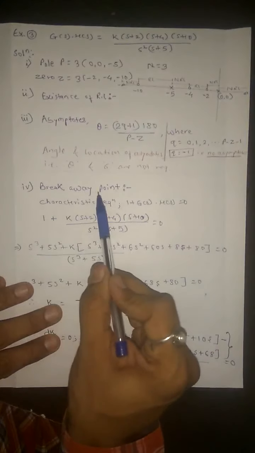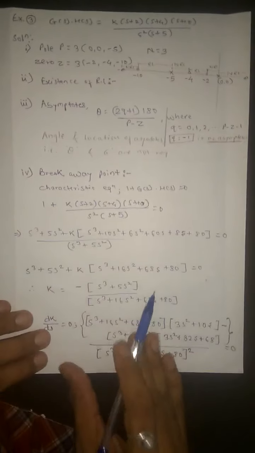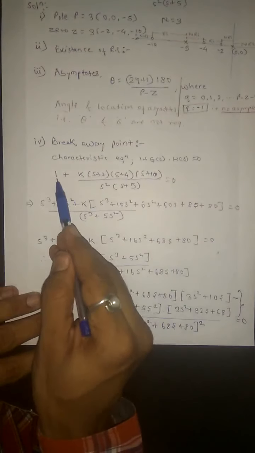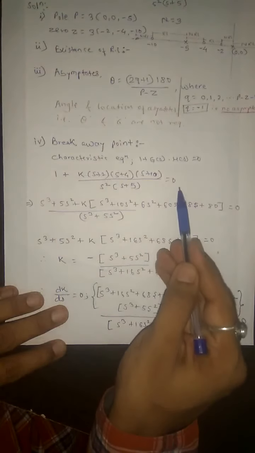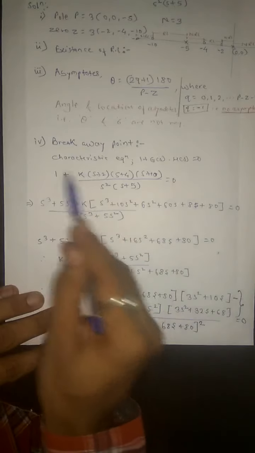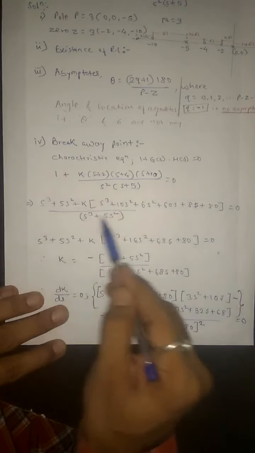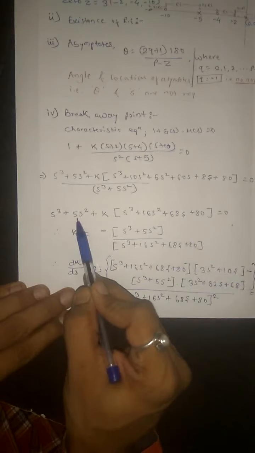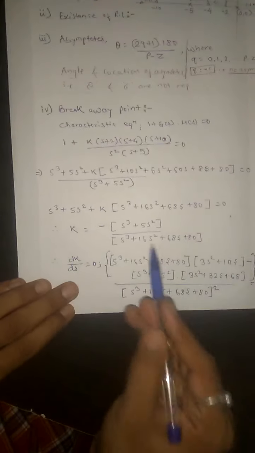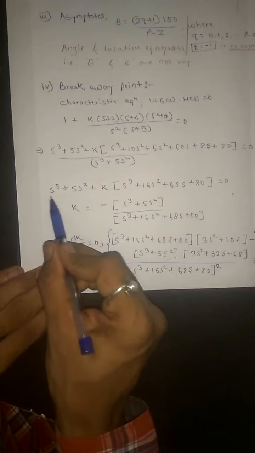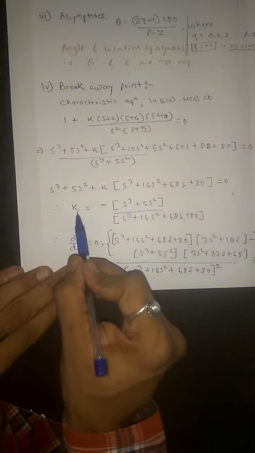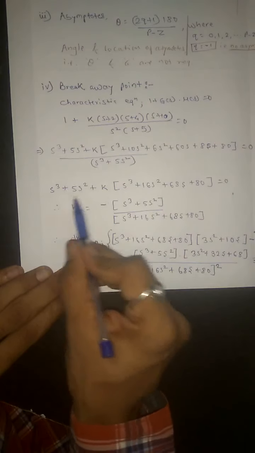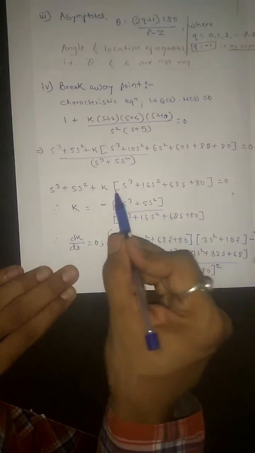The next step is the breakaway point. The first step for the breakaway point is the characteristic equation. So we arrange 1 + G(s)H(s) = 0. Then simplify this by cross multiplication. I have shown it here directly. Then write down the plain equation s³ + 5s² + K(...) = 0. Then write this equation for the value of K. So K equals, with a minus sign, minus (s³ + 5s²) divided by this bracket.